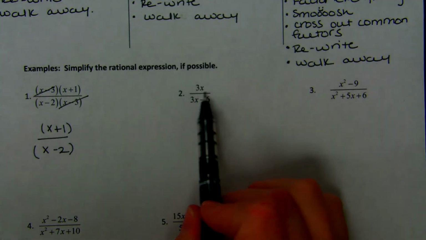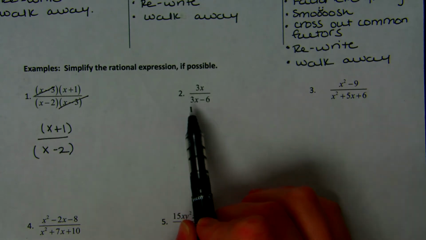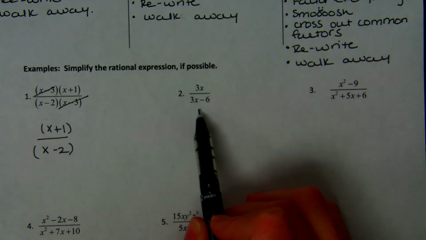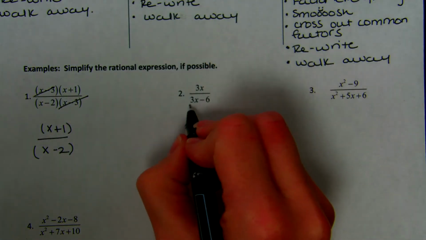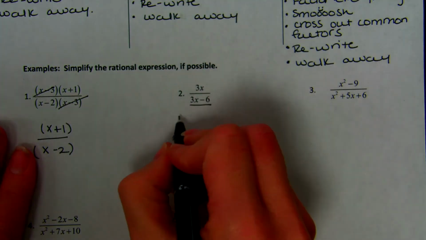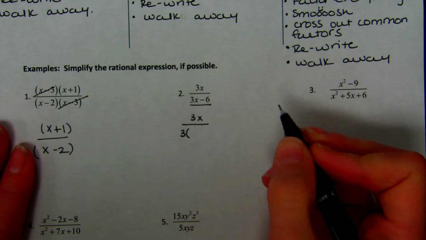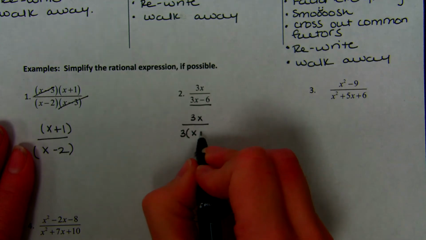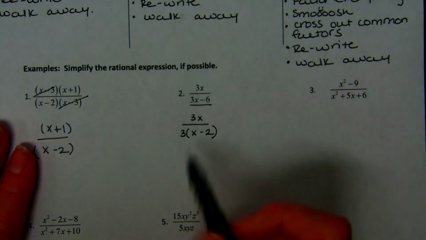All right, for number 2, I'm looking at this and I see a 3x on the top and a 3x on the bottom. Stop. This 3x is attached to the 6. We can't cross those out. Don't do it. What we can do is we can look at this 3x minus 6 and we can say, you know what? That 3 and that 6 both have a 3 in common. And so we can rewrite this as 3 times. And if I take 3 out of 3x, I'm left with x. And if I take 3 out of 6, I'm left with 2. And so now I've factored that. That x is attached to the 2.